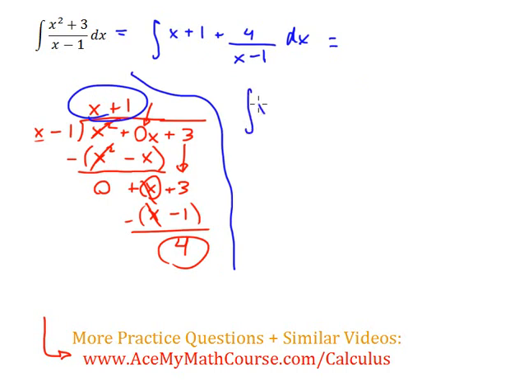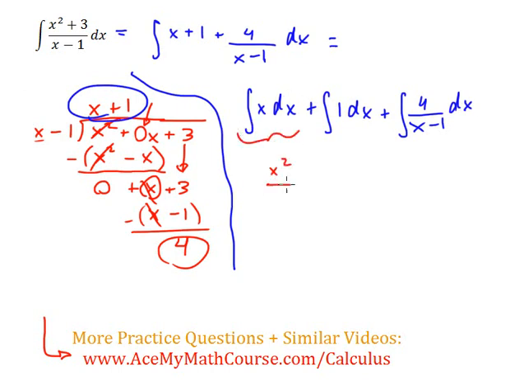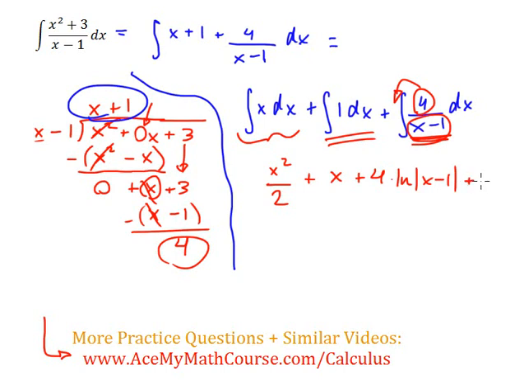Because I can break it down like this. Look at that, and like that. Now the integral of x, that's just going to be x squared over x. Oh, whoops, I meant x squared over 2. Sorry about that. And the integral of 1 is just going to be x. And over here, I can bring the 4 out. So I can get a 4 and multiply by the ln of x minus 1. Because that's what we do when we have something underneath like that, correct?